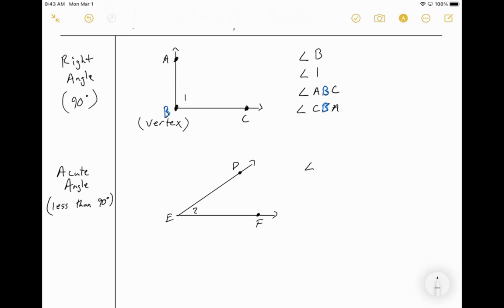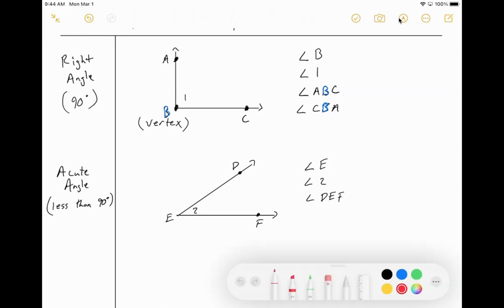We have angle E, right? We have angle 2. Someone put in the chat angle DEF. Yep, very good. And then the last one. It's really important that you put the angle notation, the little angle sign. Make sure you're putting this little angle sign in front of each, that way we know you're talking about an angle.